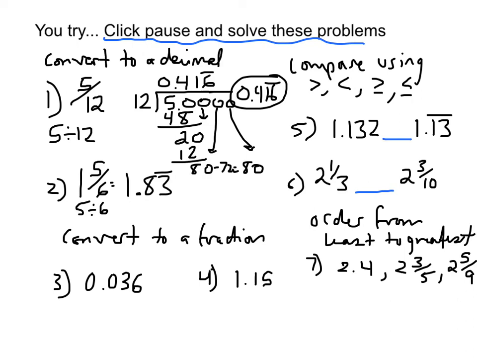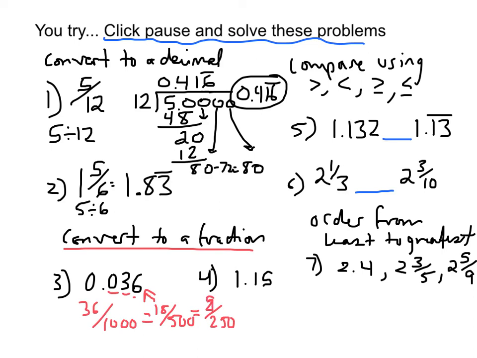Number 3, convert to a fraction. Convert 0.036 to a fraction. Remember, you have to read the place value of the last digit. The 6 is in the tenths, hundredths, thousandths place. So it's going to be 36 1,000ths, which can be reduced to 18 500ths, which can be reduced again to 9 over 250. Oops, that's a 9. And 9 is only divisible by 9 and 3, so 3 does not go into 250. So that's it. 9 over 250.